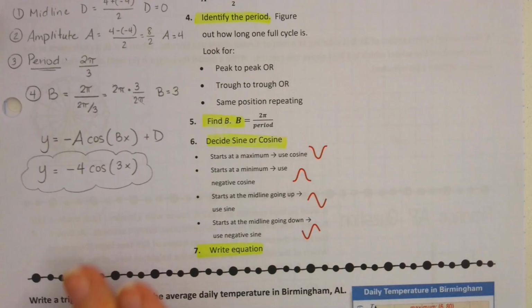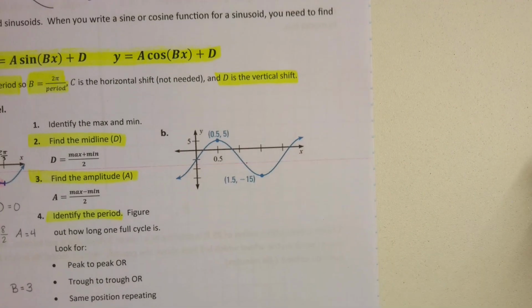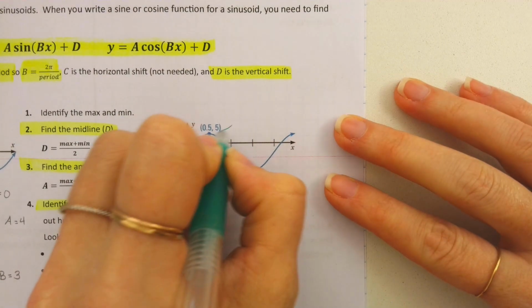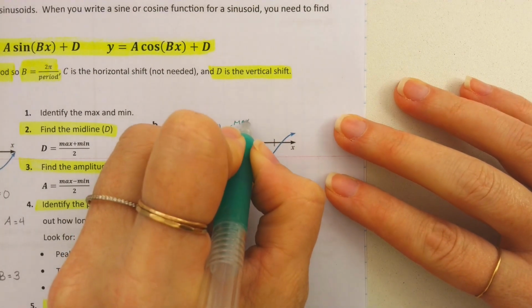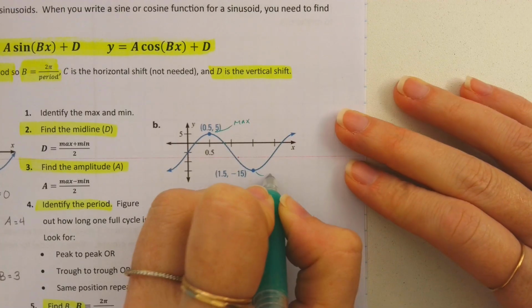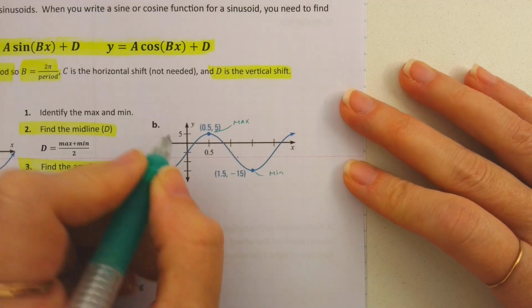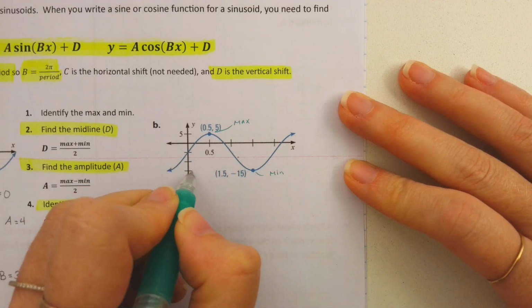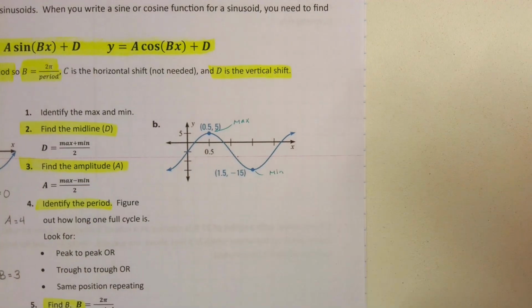Let's try another one. The first thing we're going to do is identify the maximum and the minimum. Okay, so I can see my maximum is up here. My minimum is down here. Okay, so maximum is at 5, and minimum is at, this would be negative 5, negative 10, negative 15, which you can see in the point here.